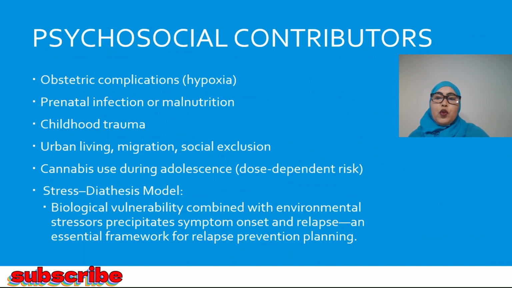Psychosocial contributors include obstetric complications like hypoxia, prenatal infection or malnourishment, and childhood trauma can lead to schizophrenia. Other risks are childhood urban living, immigration, and social exclusion. All this stress and trauma can lead to schizophrenia in adult life. Cannabis use during the teenage years has a dose-dependent risk attached to it.